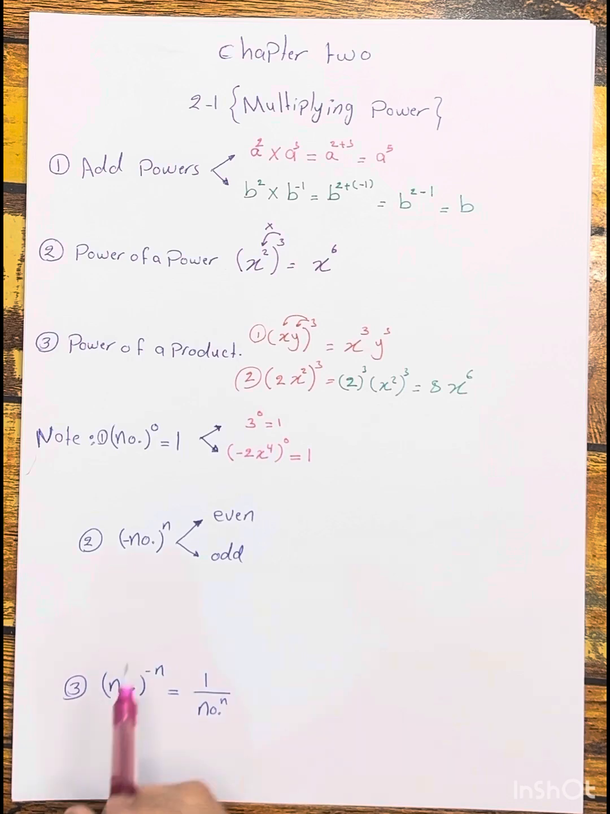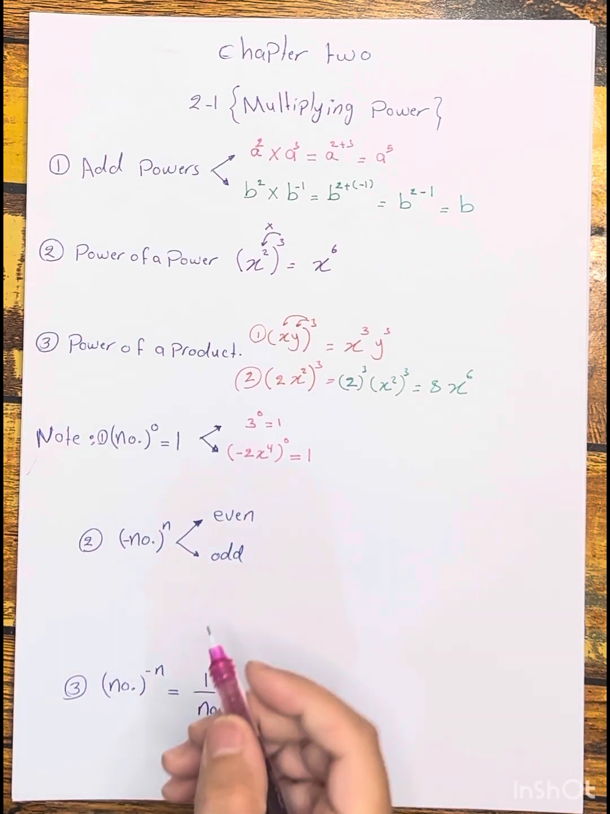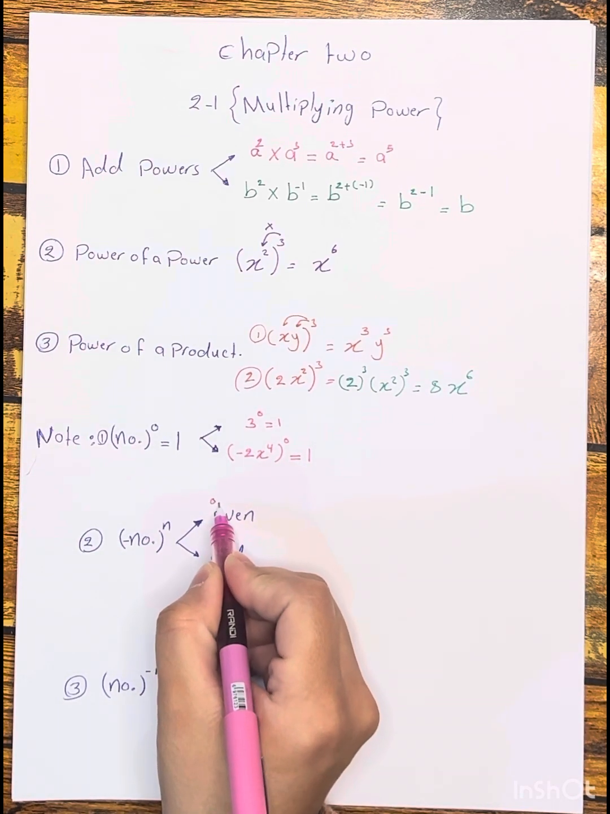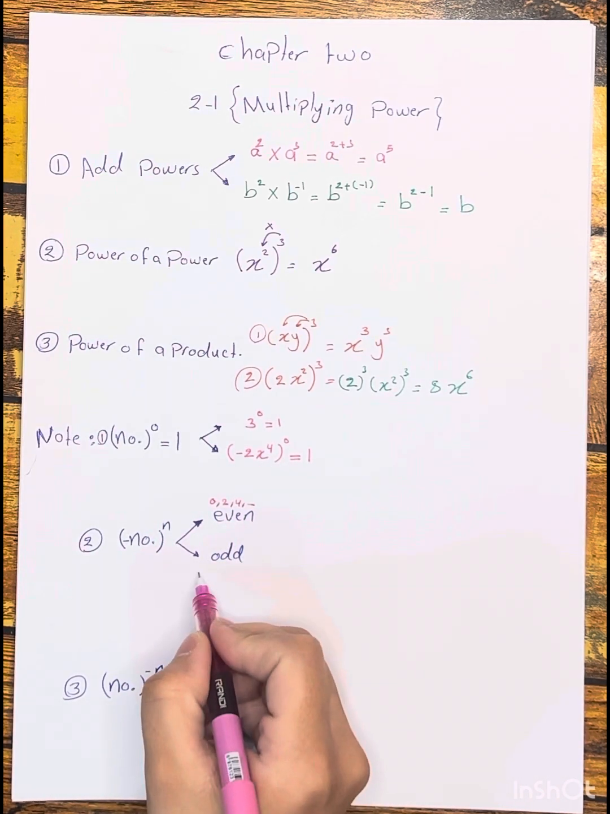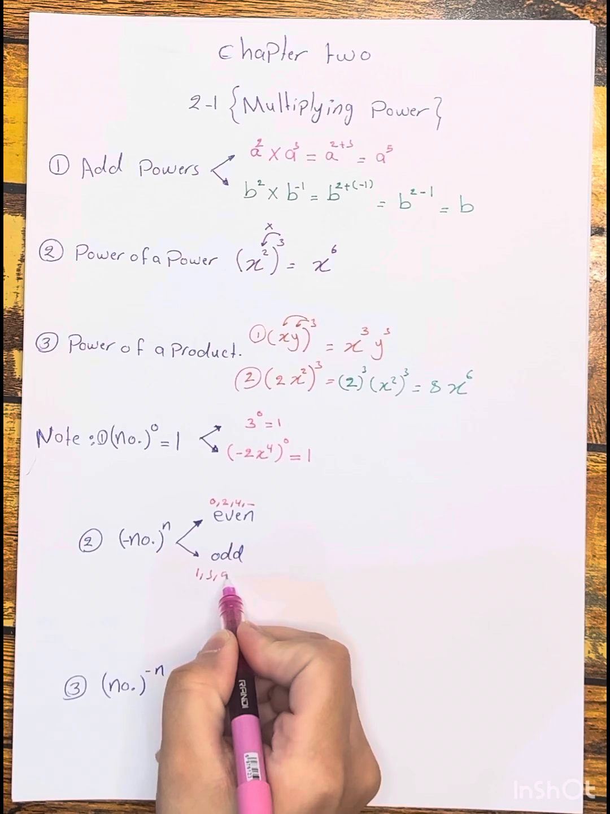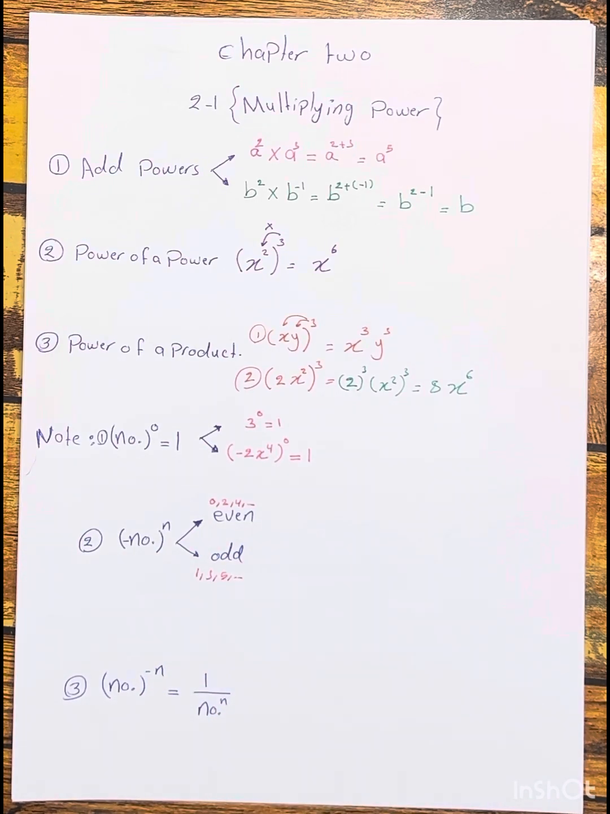Next note, we have a negative number raised to a power. We have two types of numbers, okay? Even and odd. Even means 0, 2, 4, and so on. Odd means 1, 3, 5, and so on. If there is an even power, cancel the negative sign. If it's an odd power, we need to write the negative sign as it is.